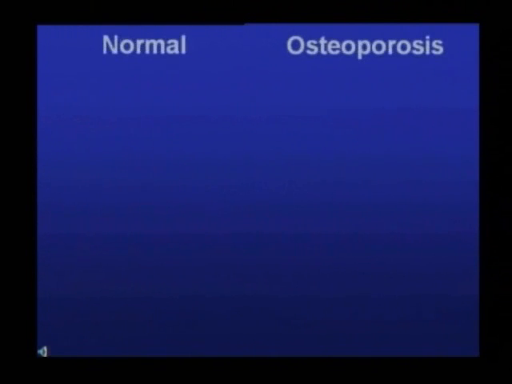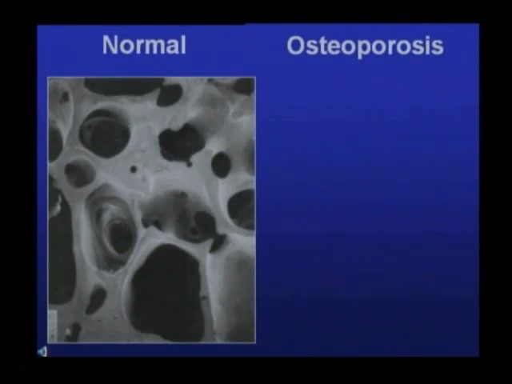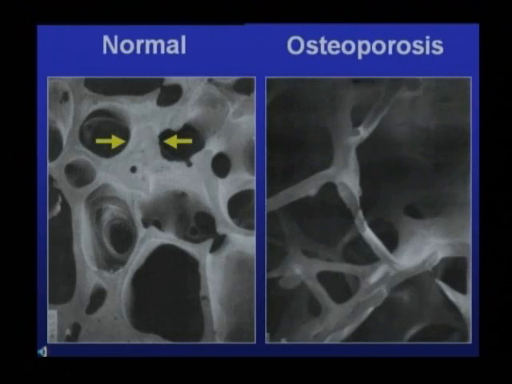Compare normal trabecular bone to osteoporotic bone. First note the dimension and density of normal trabeculae seen in the scanning electron micrograph. Contrast normal bone to osteoporotic bone. Note the reduction in density and dimensions of the trabeculae. This is one manifestation of osteoporosis.